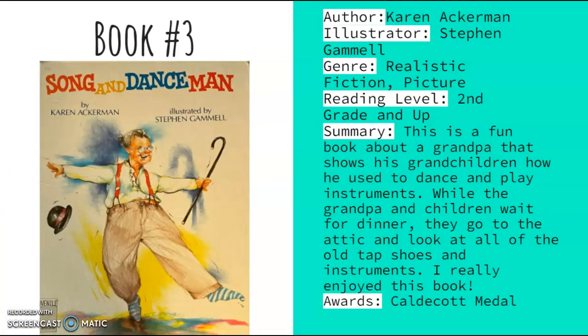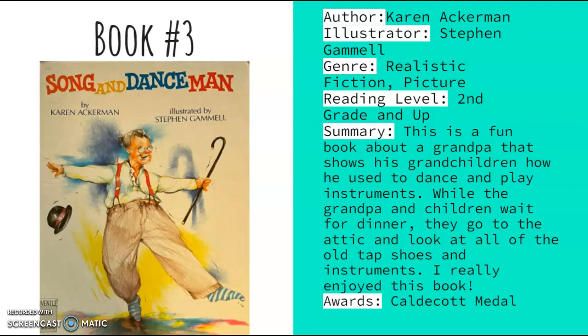For the third book, I chose Song and Dance Man, and I loved this book. It was so fun to read. It was written by Karen Ackerman, and it was illustrated by Stephen Gamble. The genre is realistic fiction and picture. The reading level is 2nd grade and up.